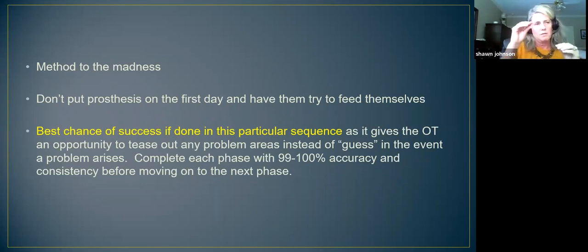I want to make sure each phase, controls training, I complete with 99 to 100% accuracy. Repetitive drills, 99 to 100% accuracy and consistency. And then I can move on to the next phase. I want to make sure I hit that milestone 9 times out of 10, or 9.9 times out of 10, that they're doing it before we can move on to the next phase. If they can't, there's a problem somewhere.